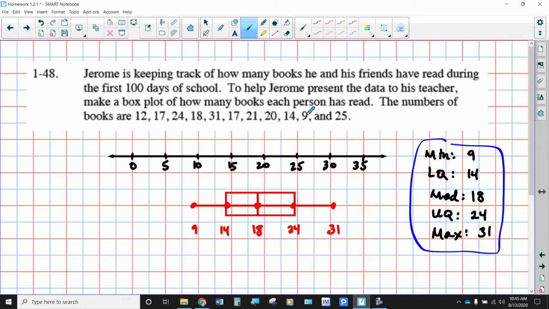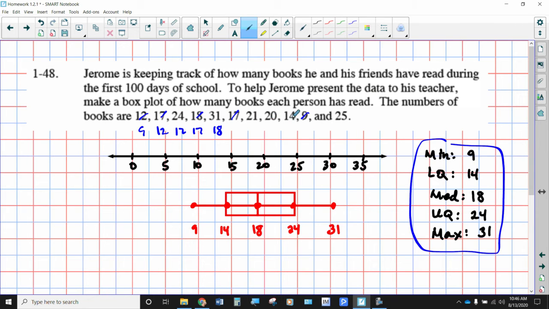So the first thing I'm going to do is count these: 1, 2, 3, 4, 5, 6, 7, 8, 9, 10, 11. That's nice because that means I'm going to have a number right in the middle for our median. So let's just put them in order. So you got 9. Looks like 12 comes next. Then we've got 2 17s and an 18.